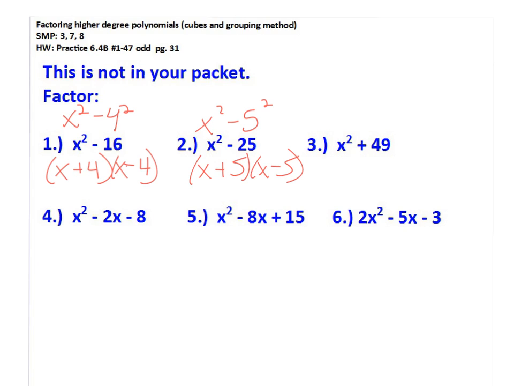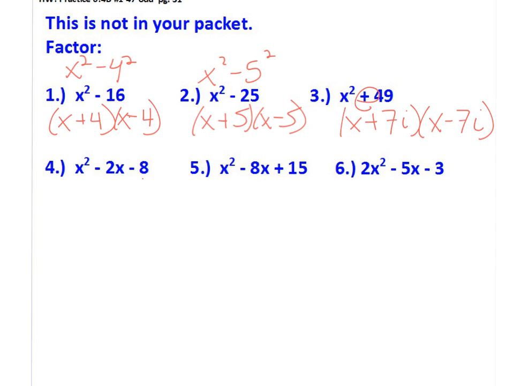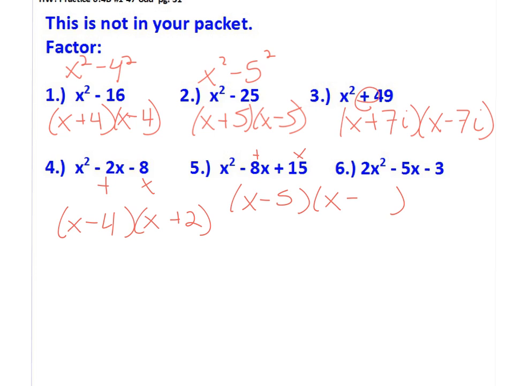Now for 3, because it's adding, our conjugates are going to have an imaginary value. So that's going to be x plus 7i, x minus 7i. Now for 4, what multiplies to negative 8 that adds to negative 2? We're going to do negative 4 and positive 2. Okay, for 5, what multiplies to 15 that adds to negative 8? It's going to be negative 5 and negative 3.